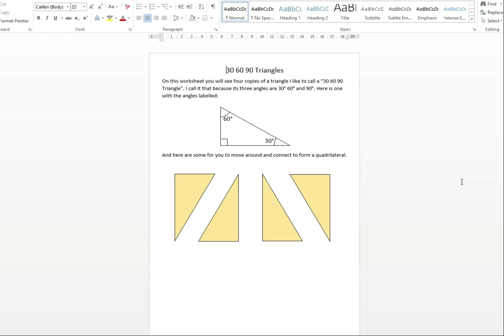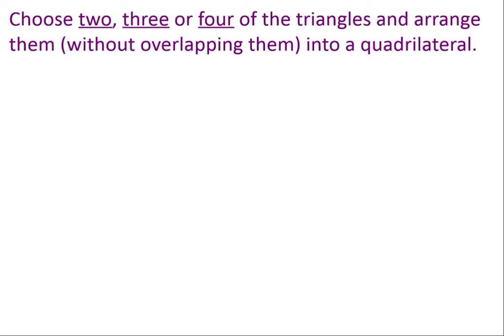Now we'll come back to this screen in a second, but I'm just going to go to the page that gives you the instructions for what to do now. So whether you're working on a printed paper and cutting out the triangles or working on the screen, this is the task. Choose 2, 3 or 4 of the triangles and arrange them without overlapping them into a quadrilateral.